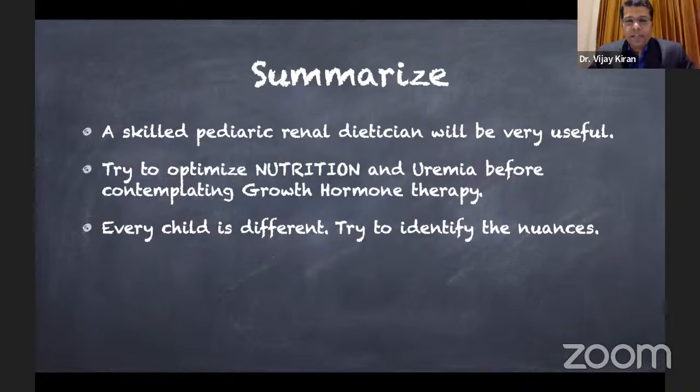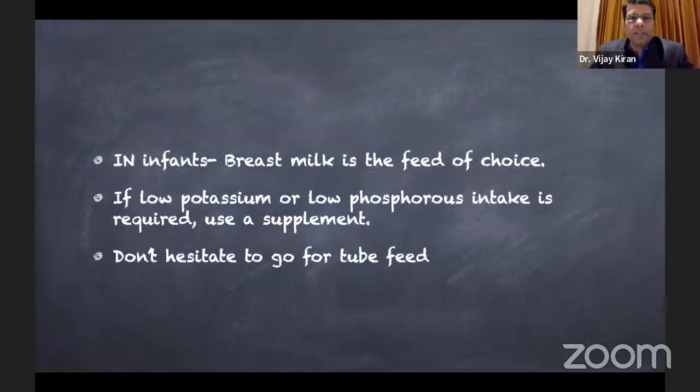And every child is different. We have to try to identify the child's requirements and needs. Some children, even our own children, look at our own normal children. They are so fussy. They don't eat this, they don't eat that, they only want that. Now just imagine on top of it, these children are having chronic kidney disease. And then what will be the status or the stress to the mother?